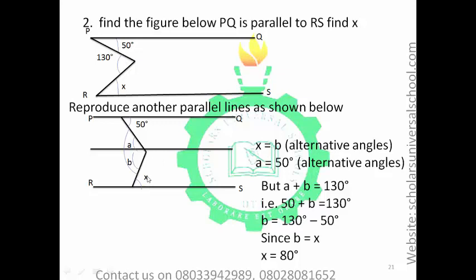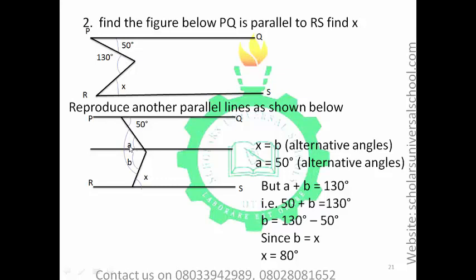So if you look at your X and B here, what can we call it? We have 130 here, right? But I've bisected the line into two. So the X relating it to B here, it is an alternate angle. Likewise, B here, this A and 50 degrees. Look at this. If you look at this, you will see that it has given me a Z shape.